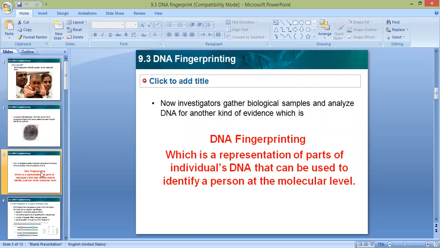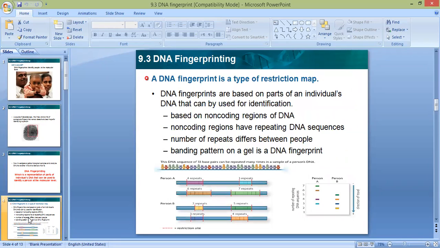Okay, let's learn how this technique is used. Now, DNA fingerprint, what is it? It is a type of restriction map. Who remembers what a restriction map is? Who can tell me?